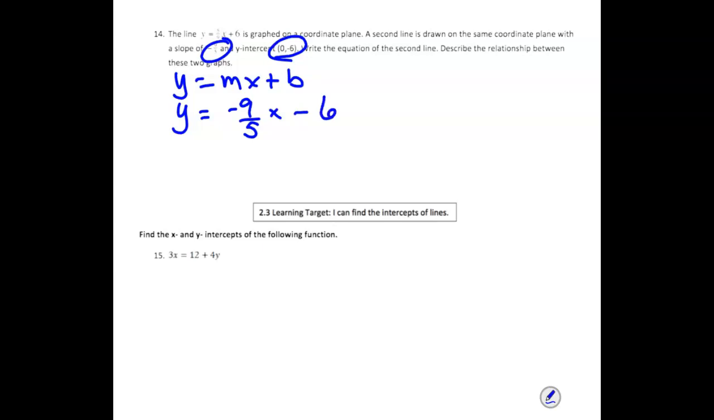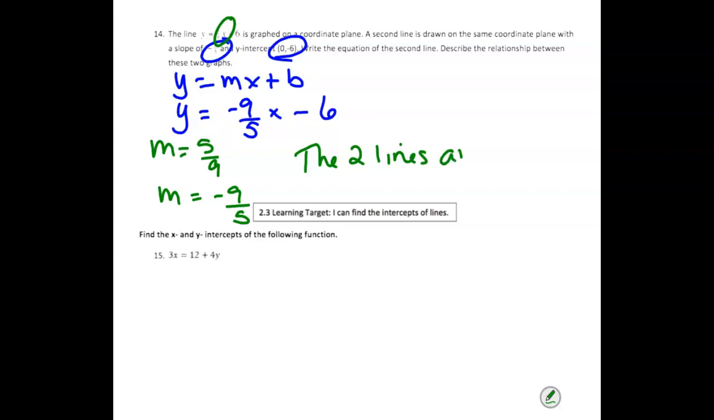It's asking for the relationship between the two. Our initial line had a slope of 5/9. Our new equation has a slope of negative 9/5. Since those are opposite reciprocals, we would say the two lines are perpendicular.